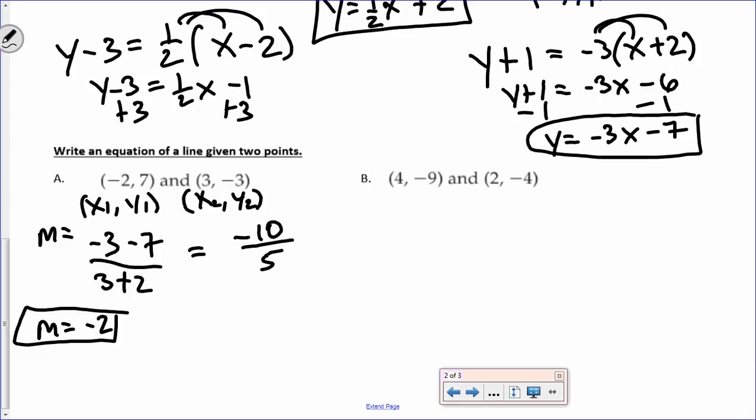I'm going to choose x1 and y1 just for labeling purposes. I'm going to go y minus y1. y1 is 7. y minus 7 equals m, which we've solved for, negative 2, times x minus x1, minus negative 2, which is going to become plus 2. So just substitute the information that I have into point slope form. Solving for y, trying to get this into slope intercept form, I need to distribute first.